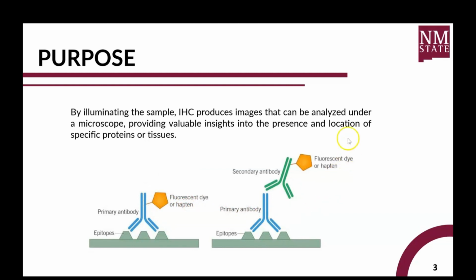The second way of doing this involves a primary antibody with no fluorescent dye or hapten. Instead, it is a secondary antibody that attaches to the primary antibody that has a fluorescent dye or hapten. This method allows for further specificity of the tissue that we're targeting.